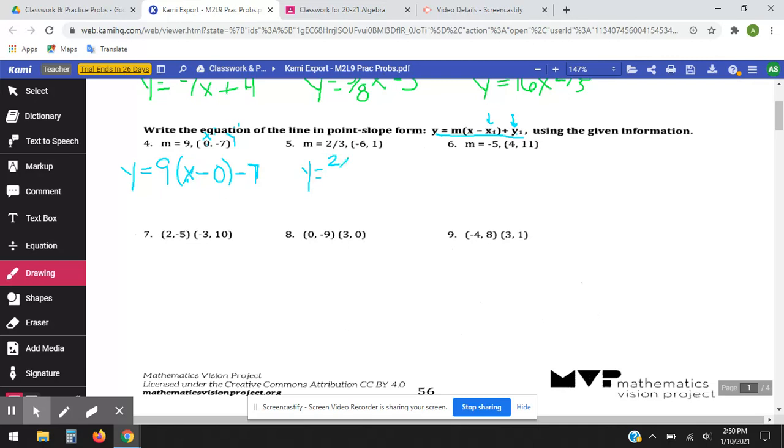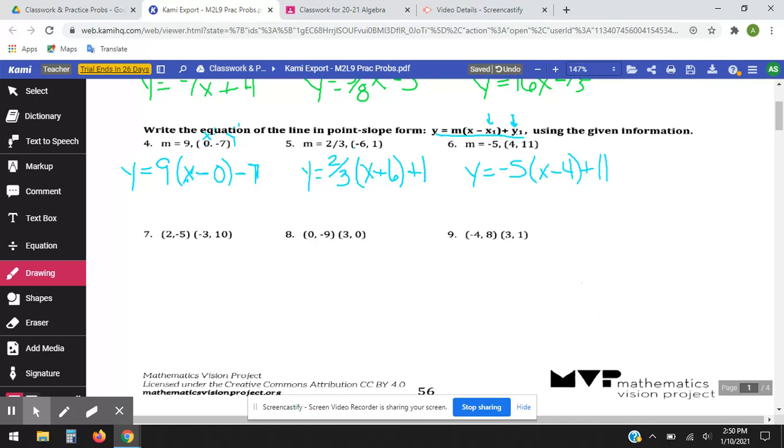Here, same idea. y equals 2/3, my m, parentheses x. Well, x minus a -6 is really a plus 6, and then plus my y, which is a plus 1. All right, next one, y equals -5 is my m, x minus 4, because that's my x value, plus my y value, 11. Since both of those were positive, I could just plug them straight in.